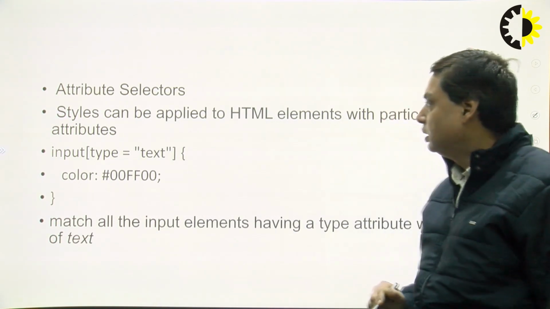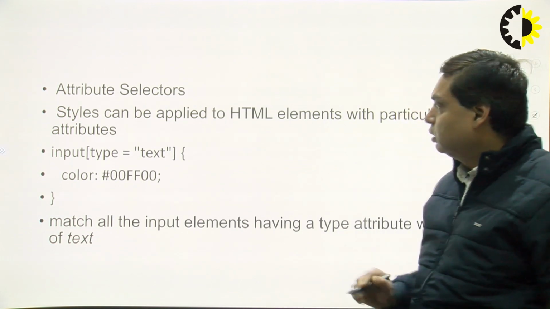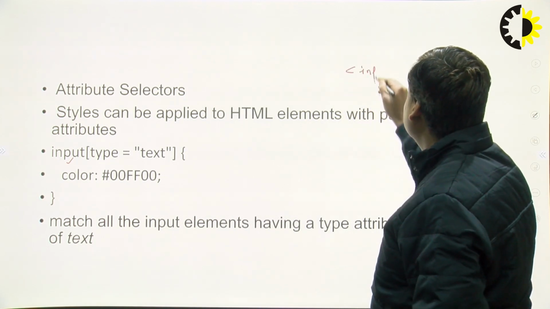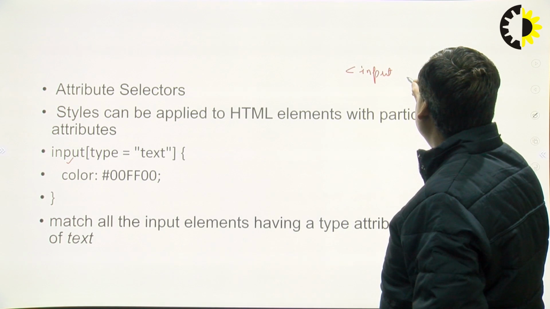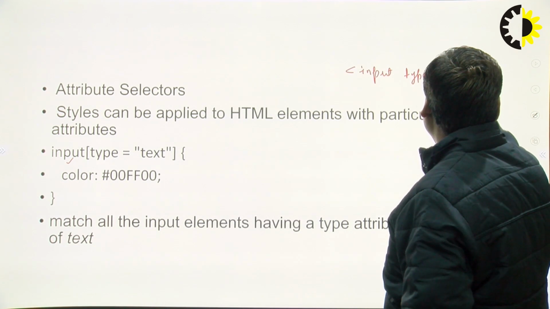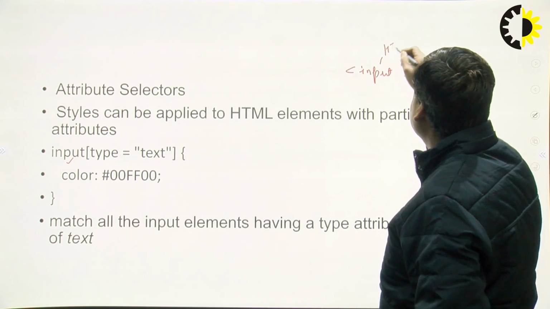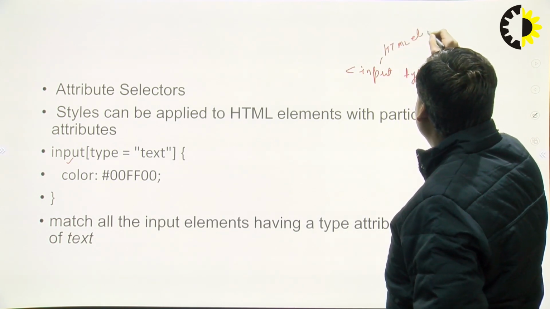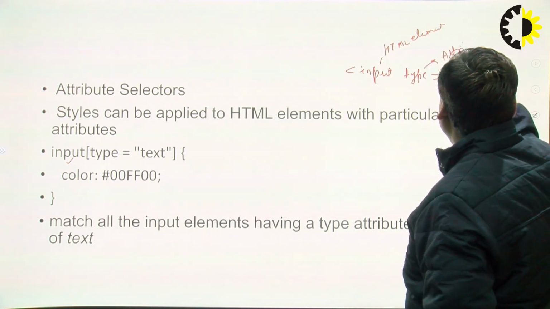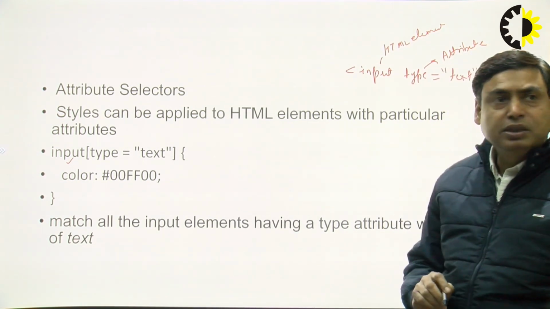First we understand what an attribute is. In every HTML tag, we have some attributes, like in an input tag. If you write the input tag here, input, and write the attribute name, type equal to text, then here input is the HTML element and this type is the attribute. Generally, we are applying CSS on HTML tags.